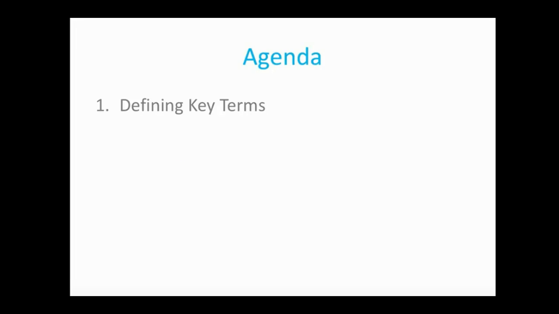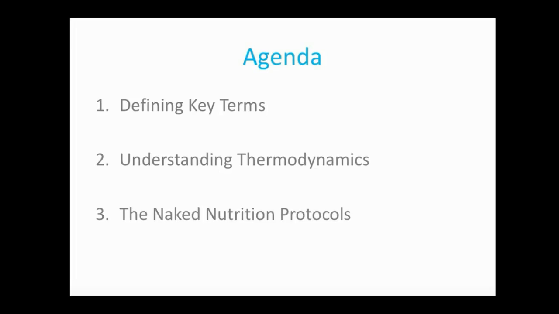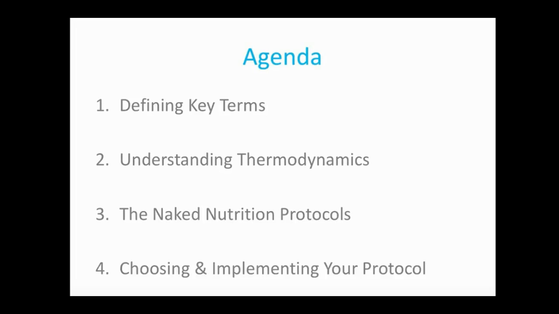What we're going to look at is the agenda. So number one is defining key terms. What that means is we're going to be looking at the key words and terminologies that we're going to be going through going forward, because without understanding that, it's going to be a mess. Then we're going to go into understanding thermodynamics. Again, going straight into one of them big words. What the hell is thermodynamics? Well, it's a key word used in physics. Then we'll look at the Naked Nutrition protocols, eating the right foods, and then finally we're going to be looking at choosing and implementing your protocol.